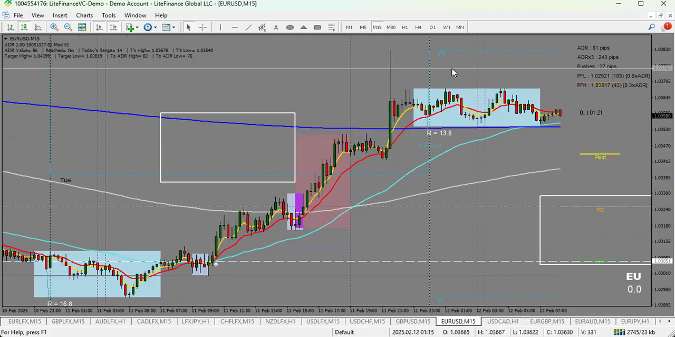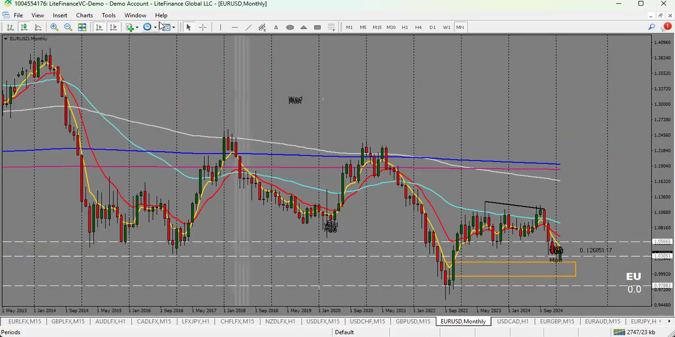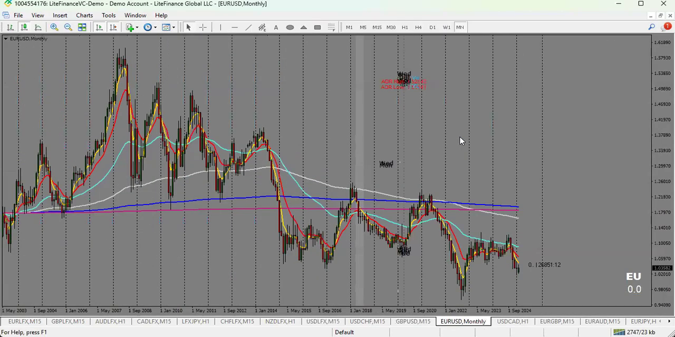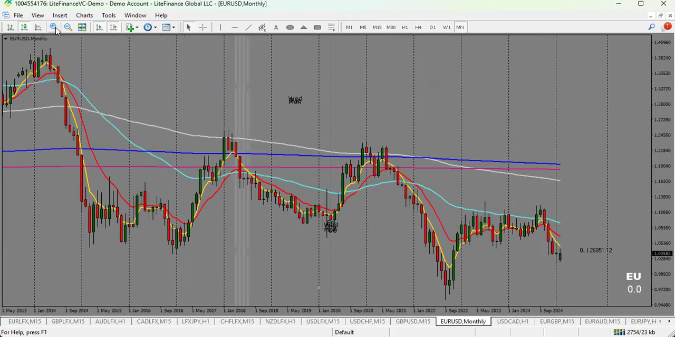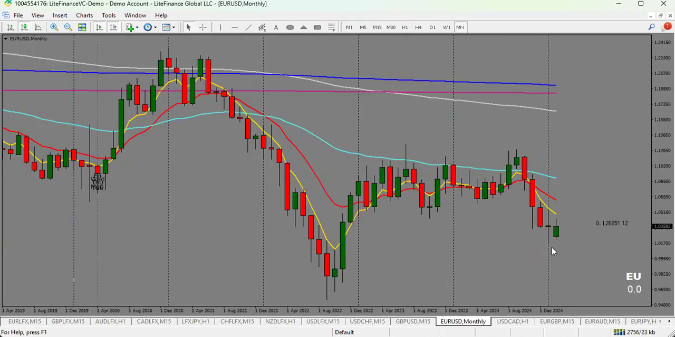Okay, so let's go to the monthly time frame. Let's load the template again. So this is the monthly time frame, and you can see the gap is also in Euro USD. So the close price was here. There's a small gap here. No, the close price was here. The open price was down here. So there's quite a big gap.